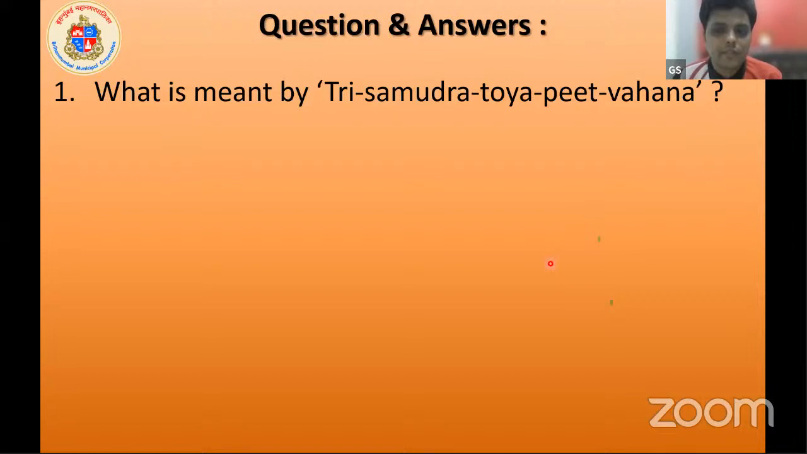Trisamudra Toya Pitvahan means one whose horses drink the water of three seas. It simply means to proclaim that the king's rule is extended to the three seas: the Arabian Sea, the Bay of Bengal, and the Indian Ocean.